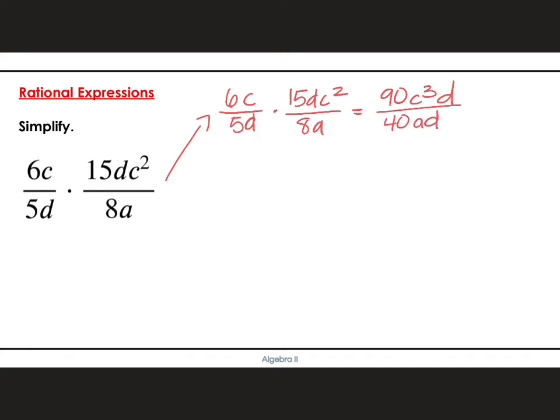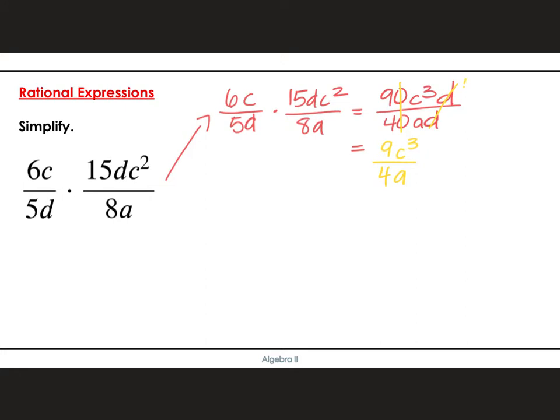Then a and d. And then I'm going to go through and simplify everything that can be simplified. The zeros will cancel, so that will leave me with 9 over 4. I have a c cubed at the top. The d's will cancel and give me 1 as well, and so I have an a at the bottom.